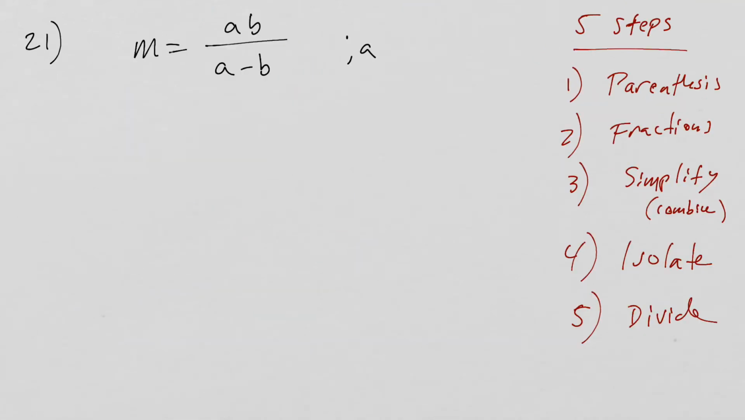Okay, so the first step in this that we can do, since there are no parentheses, is to eliminate the fractions. So I'm going to multiply each side by A minus B.